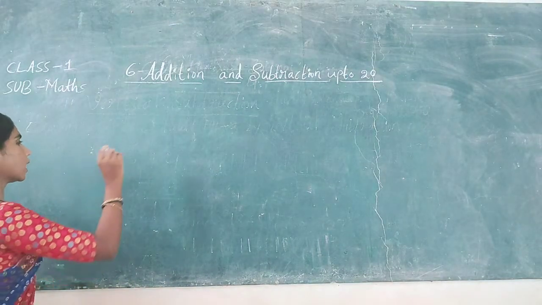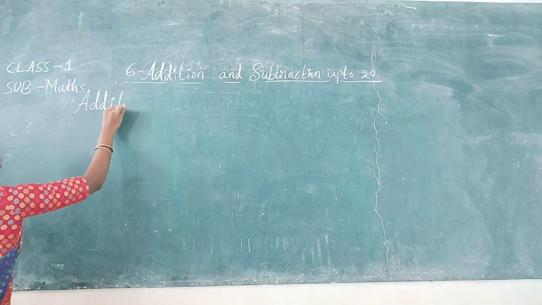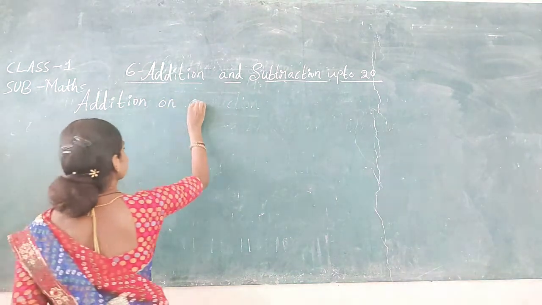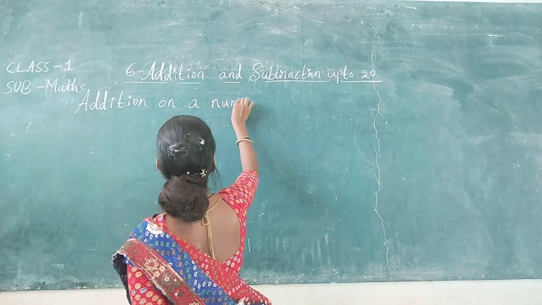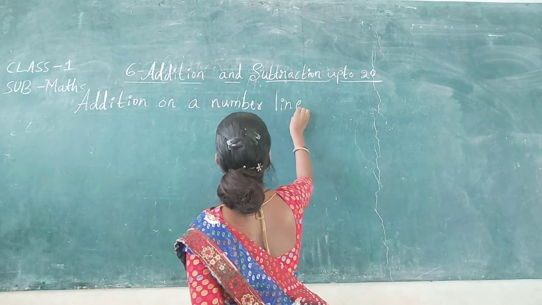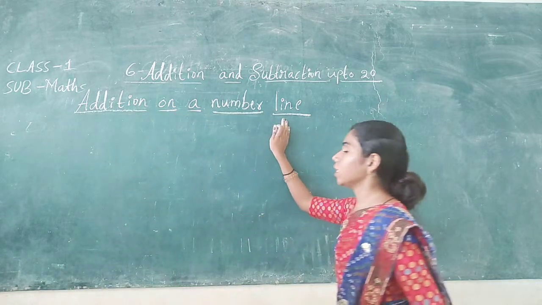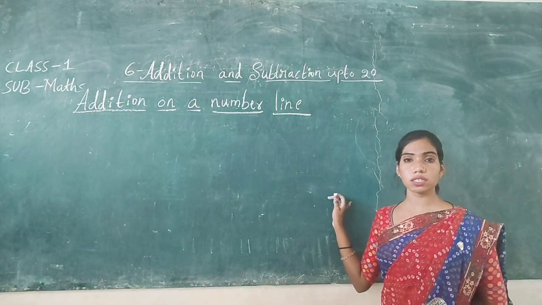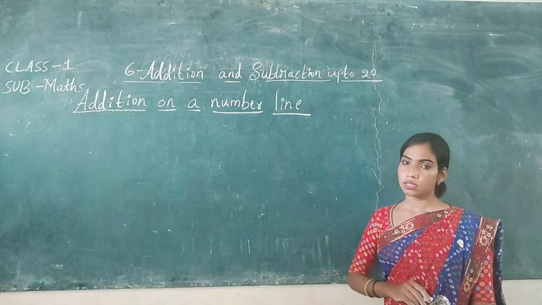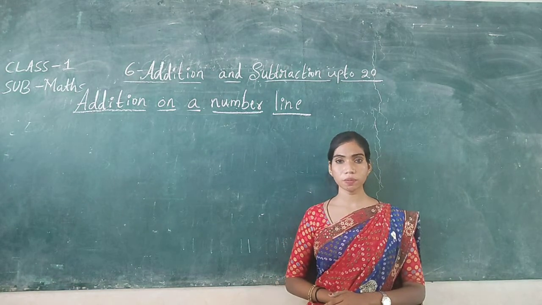First come to the addition. Addition on a number line. Number line. It is a line which has the numbers. So how can we add the numbers by using the number line?